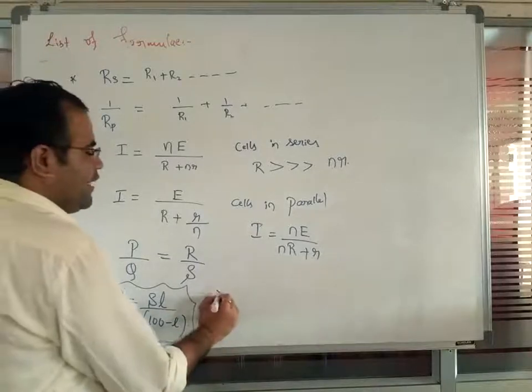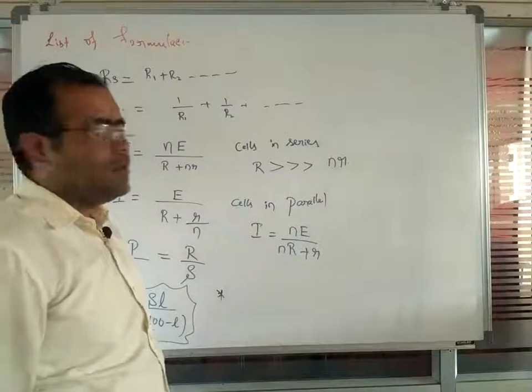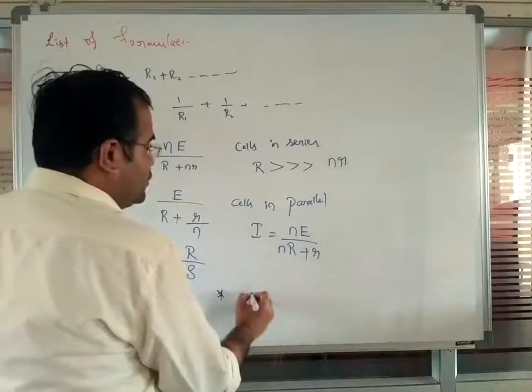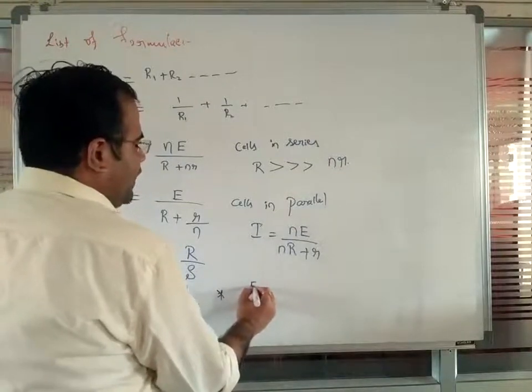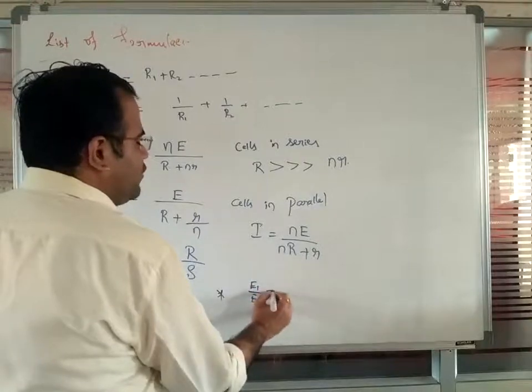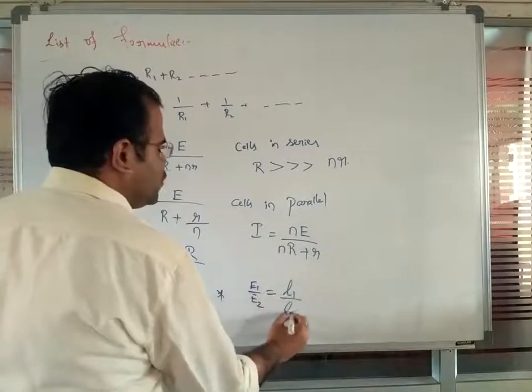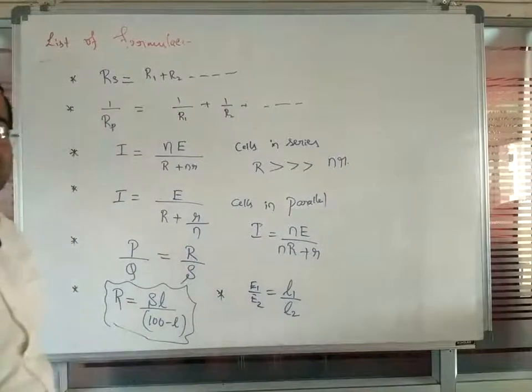Next, after getting this one, you are going to observe the potentiometer. In the potentiometer, we have E1 divided by E2 is equal to L1 divided by L2. So what does it mean?